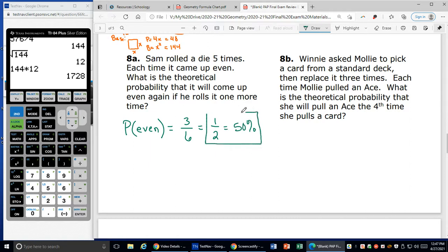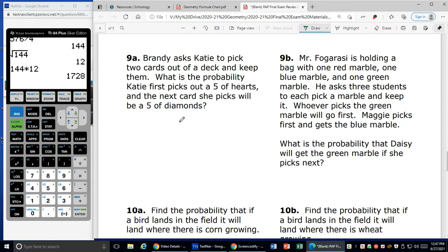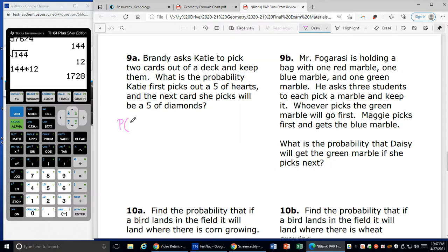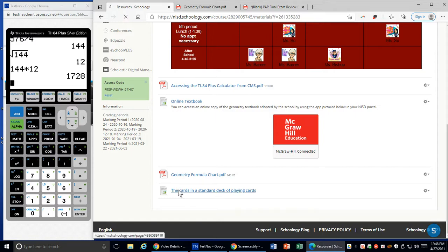Okay? Let's look at 9A. Brandy asked Katie to pick 2 cards out of a deck and keep them. What is the probability that Katie first picks out a 5 of hearts, and the next card she picks out will be a 5 of diamonds? So we are looking for the probability that Katie will first pull a 5 of hearts and then a 5 of diamonds, and she is keeping the cards in between. So the probability of getting a 5 of hearts. Again, if we're not familiar with decks of cards, they're in the resources for us.